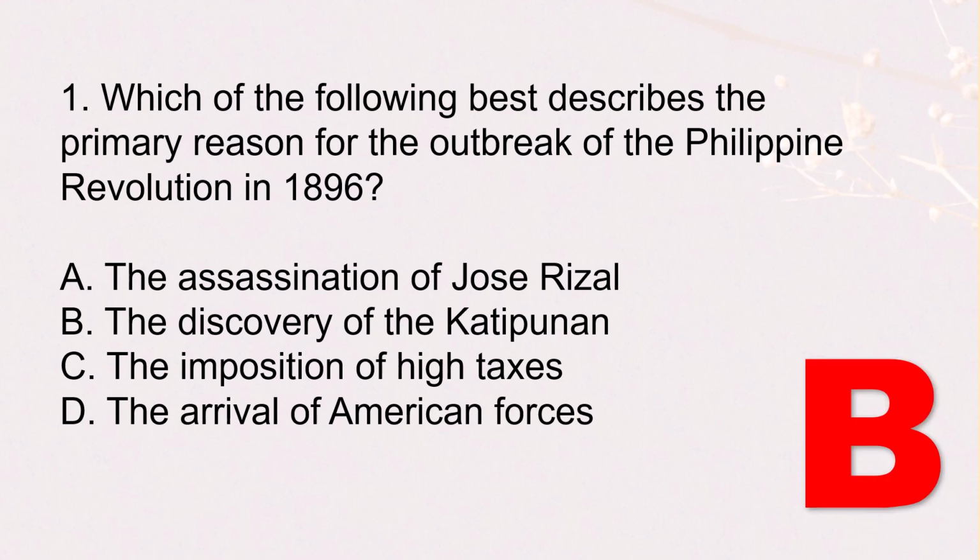Alright, so the correct answer is letter B. The revolution was sparked when the Spanish authorities discovered the existence of the secret society, the Katipunan. So that is the best answer. Letter A is incorrect because Jose Rizal's execution happened later in 1896 and intensified the revolution but did not trigger its outbreak. Letter C is a long-term cause but not the immediate trigger of the revolution. And for letter D, the arrival of the American forces happened after the revolution began. So the best answer is letter B.